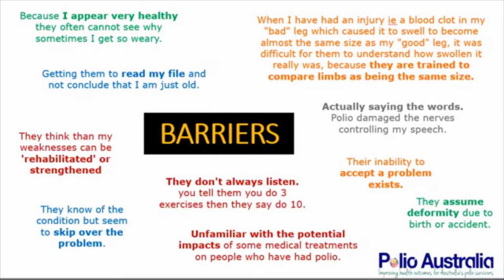They don't always listen. You tell them that you do 3 exercises, and then they say to do 10, and then being unfamiliar with potential impacts of some treatments. So those ones in red reflect a limited base knowledge of the conditions that polio survivors have. In orange, we have assessment errors, inability to accept a problem exists, or maybe even an inability to recognize the problem for what it is.